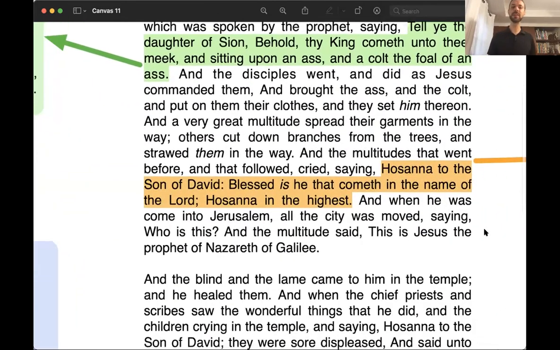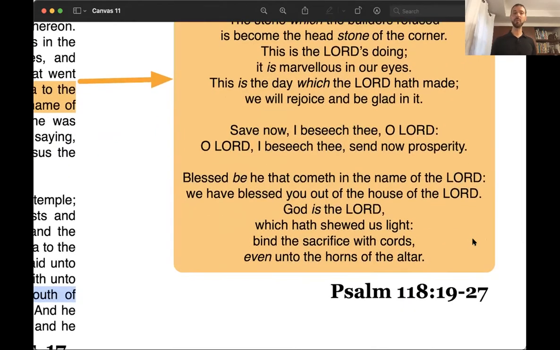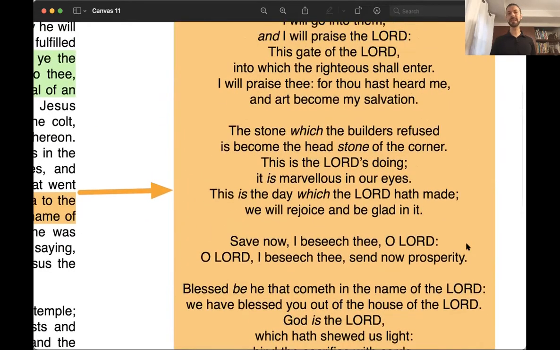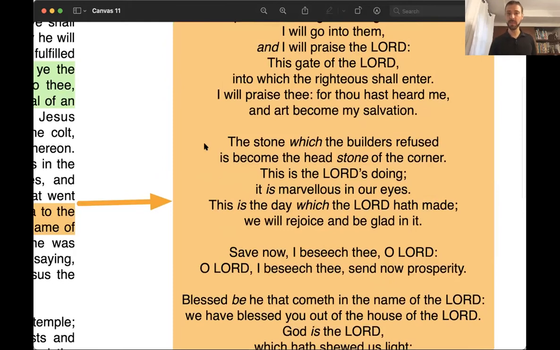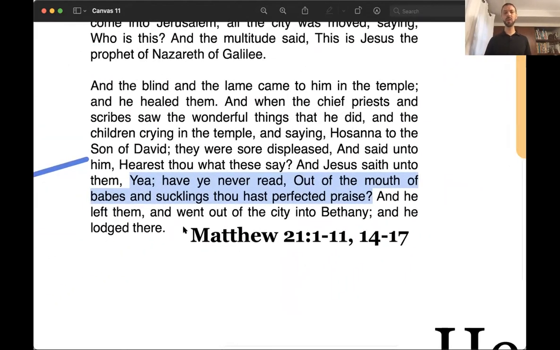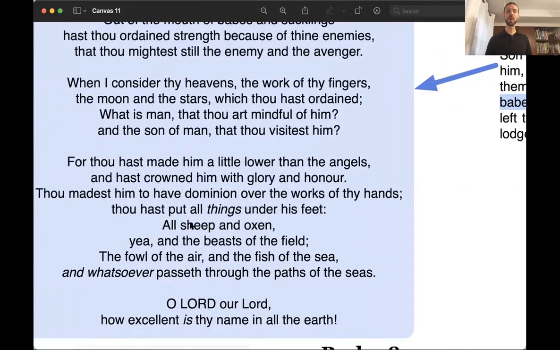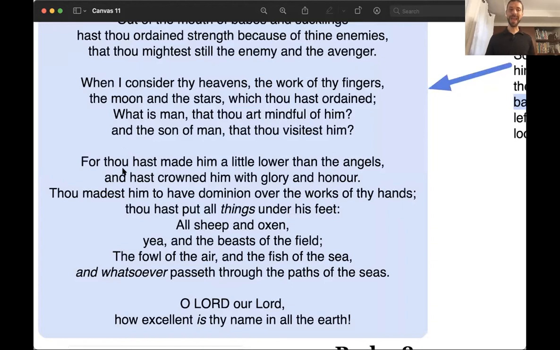Hosanna to the Son of David, Hosanna in the highest. If you go back, you're going to see an extended passage here from Psalm 118, and you're going to see patterns in here that are beautiful. For instance, the stone which the builder refused is become the head of the corner. You can do this with multiple passages. One more that's obvious here is Psalm 8: out of the mouth of babes and sucklings, you have perfected praise. Psalm 8 is going to talk about man, the Son of Man, given glory and honor and reigning over all things.